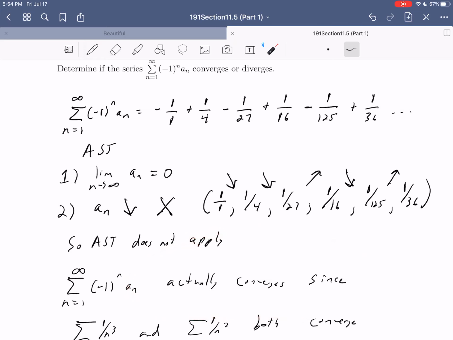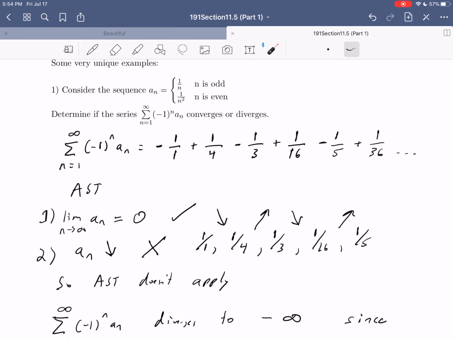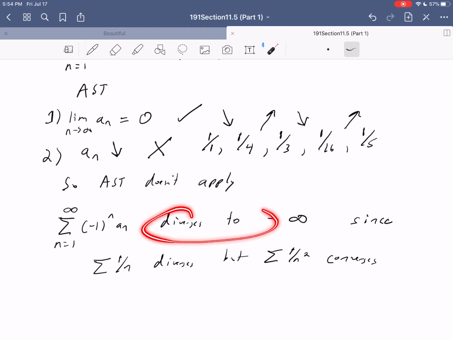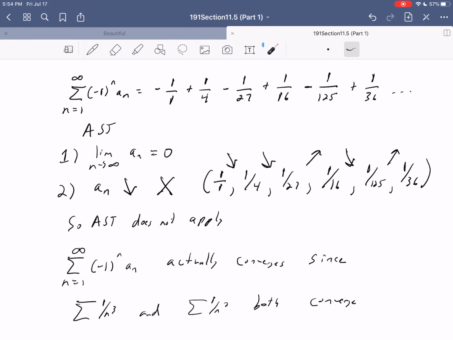The reason I wanted you to take the time to see these couple of examples, even though we didn't formally prove all this, is mainly because this shows you that if that second condition fails, you get no information. Here's an example where the second condition failed, but it went ahead and diverged. And here's an example where that second condition failed, but it actually converges. So unfortunately, if that second condition fails, we don't get any information from the AST.